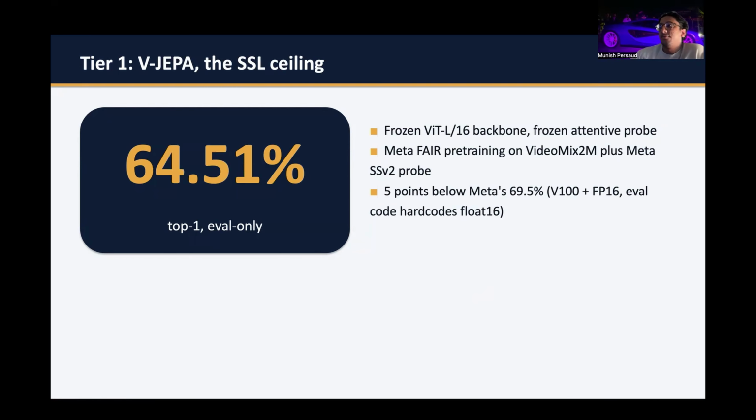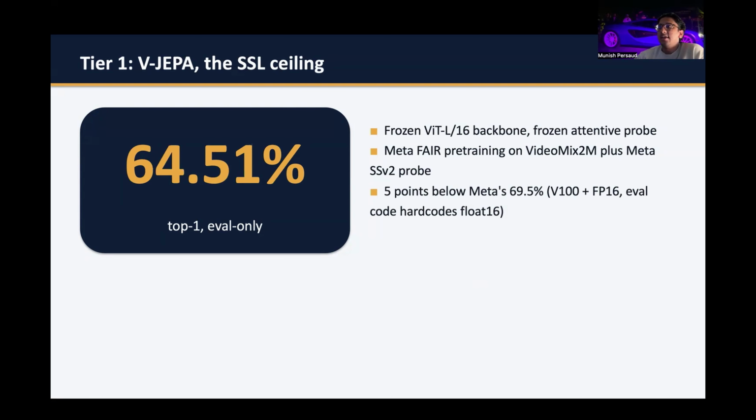V-JEPA stands for Video Joint Embedding Predictive Architecture. It's from Meta's self-supervised video model of 2024. The key idea is that it predicts masked video patches in feature space rather than trying to reconstruct the pixels. So during pre-training, the model never renders textures or backgrounds. It just has to get the right features with its attention mechanism correct. It gives a much cleaner representation for downstream tasks.